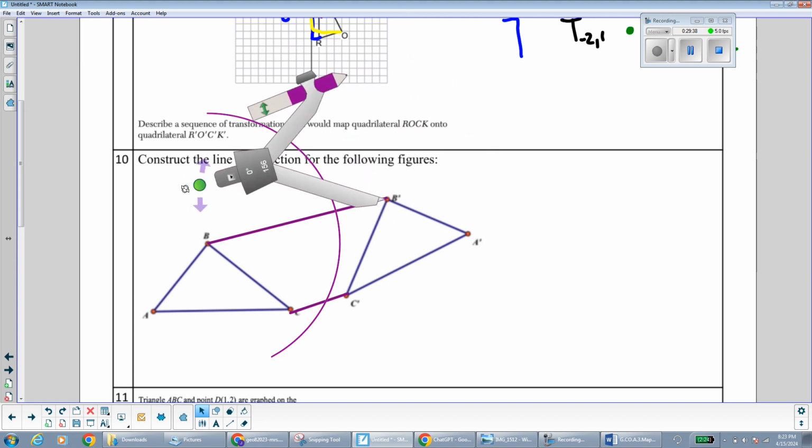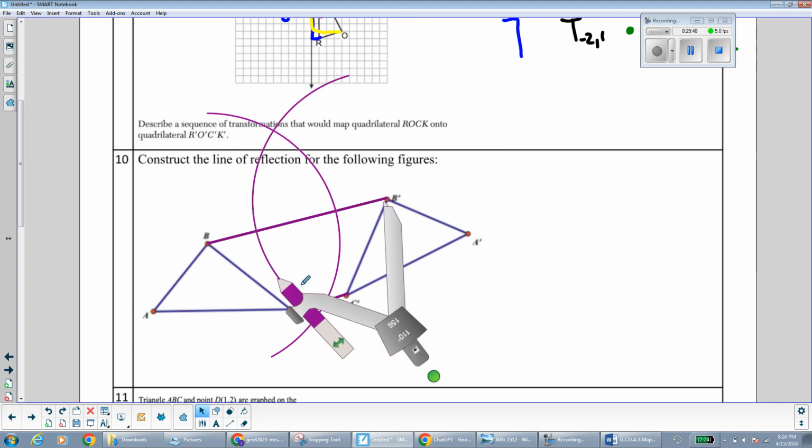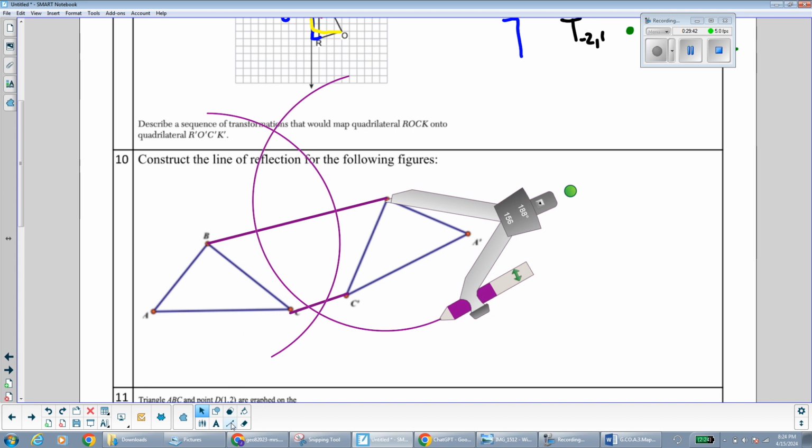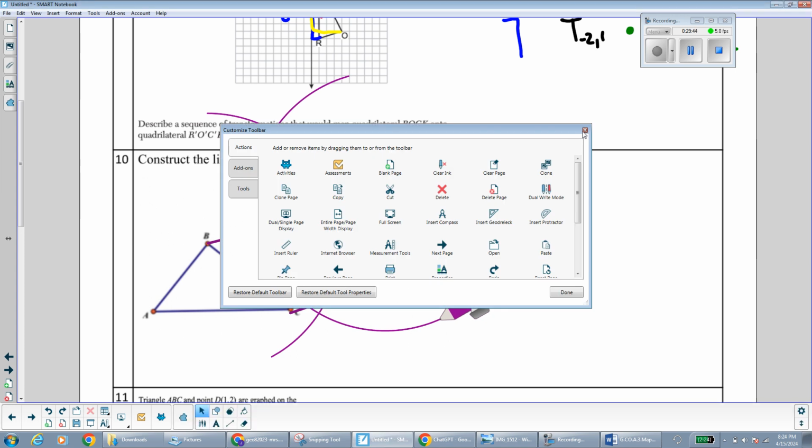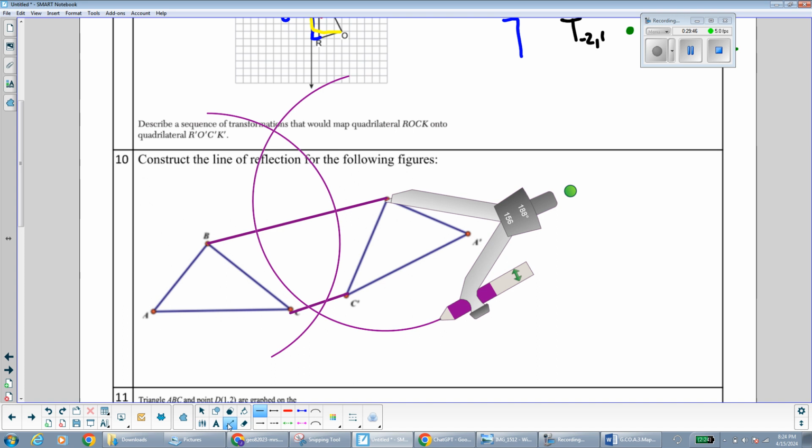And without changing the distance of the compass, make the same arc above and below. And through here, we make our perpendicular bisector. To be even more accurate, we should do the perpendicular bisector of this line segment as well, and it should be the same line.